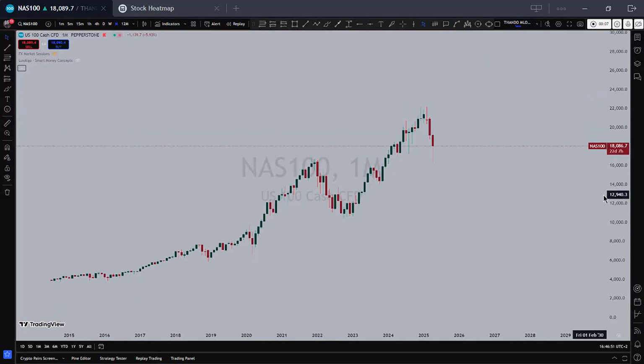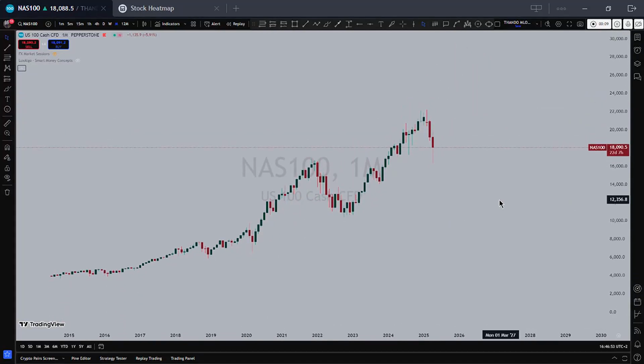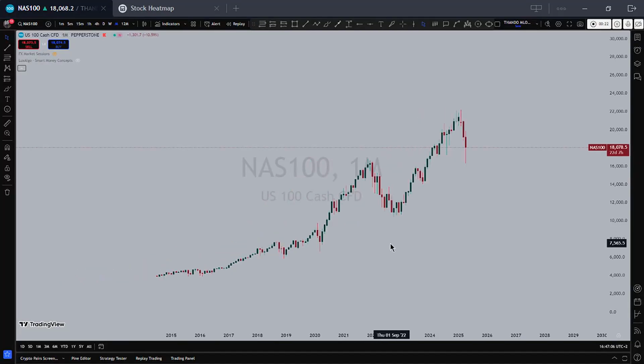Tackling Nasdaq 100. So let's just get straight to it. Now, Nasdaq 100, as we all know, consists of American stocks, right? American top stocks in terms of the 100.